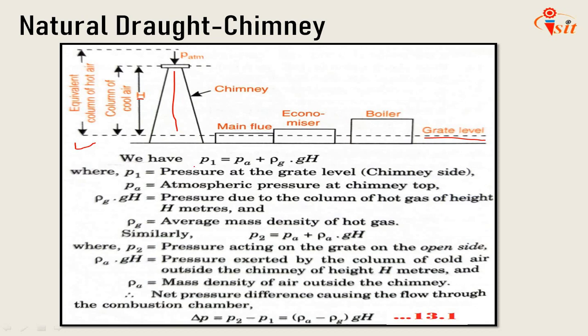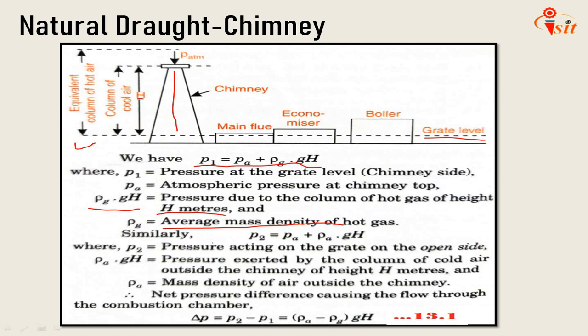Then we have the equation P1 = PA + ρg·g·h. What is P1 here? That is the pressure at the grate level, on the chimney side. PA is atmospheric pressure at the chimney top, which is acting on the chimney. ρg·g·h is the pressure due to the column of hot gases of height h meters. ρg is the average mass density of hot gas.